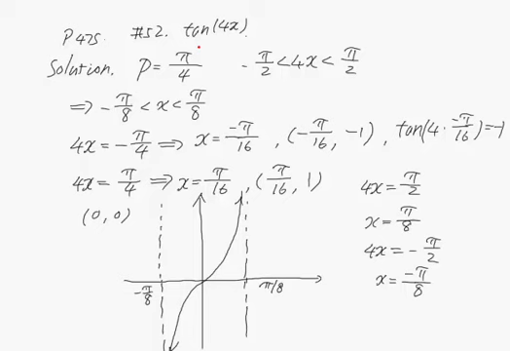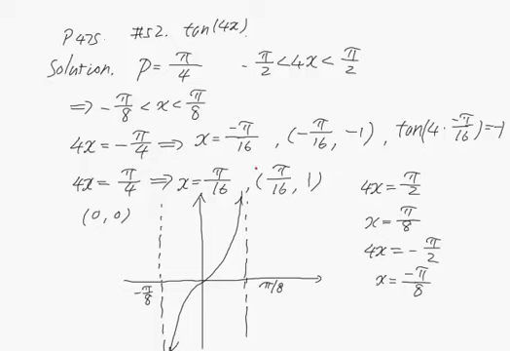In this problem, we first determine the period of this tangent function. We know the period for tangent x is equal to pi. So the period of tangent of 4x is equal to pi divided by the coefficient of x. We start with the fundamental cycle of tangent x, which is negative half pi to half pi, and we set 4x between negative half pi and half pi. In this way, we determine the fundamental cycle for the given function.